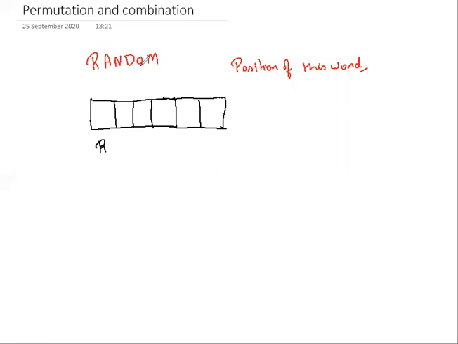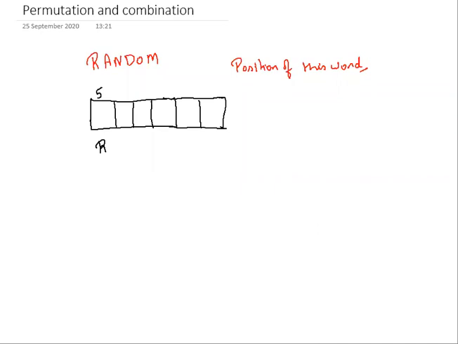Okay, so before R, we can have A, we can have N, we can have D, we can have O, we can have M. Right, everyone? So before R, how many options can we have? 5 options. Right? Agree? Yes or no? Try to understand this concept.